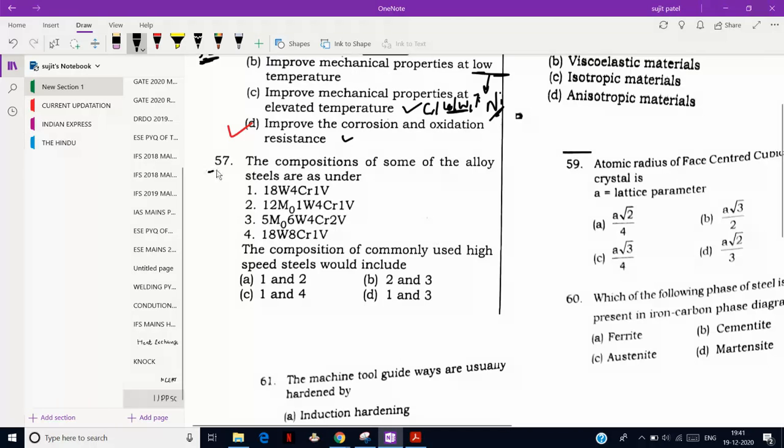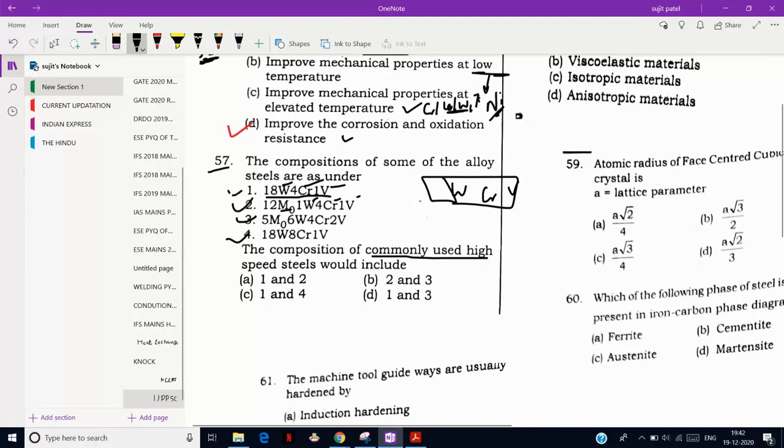Next, question 57: the compositions of some alloy steels are given. This is the nomenclature: 18W4Cr, where W indicates tungsten, then chromium, vanadium, and Mo, that is molybdenum. So these are four designations of the material. The composition of commonly used high-speed steel would include which of these? Generally, whatever we are using has tungsten and chromium, and some portion of vanadium is added.